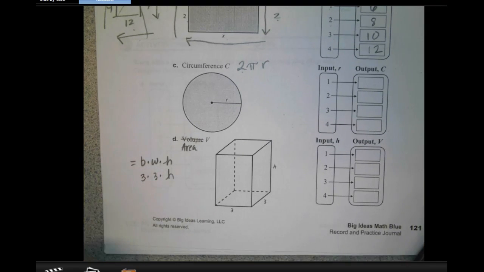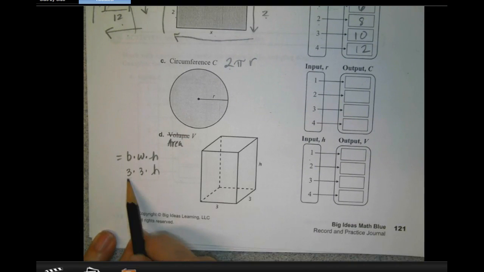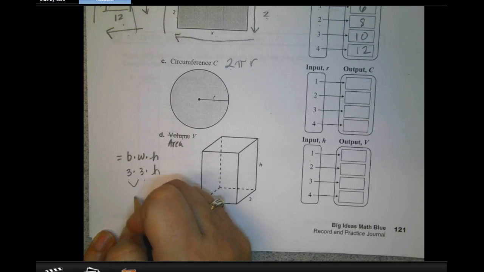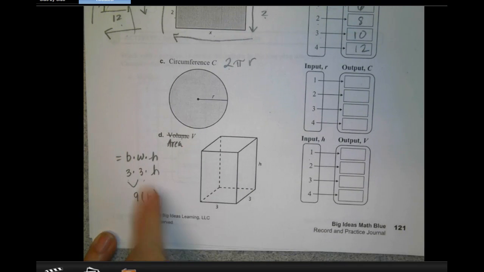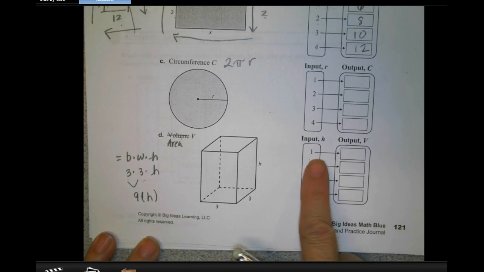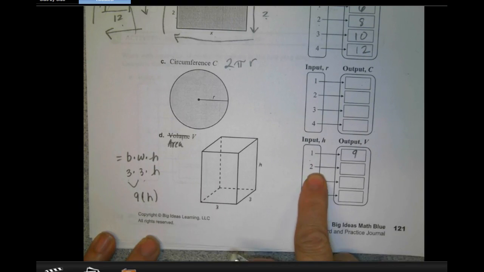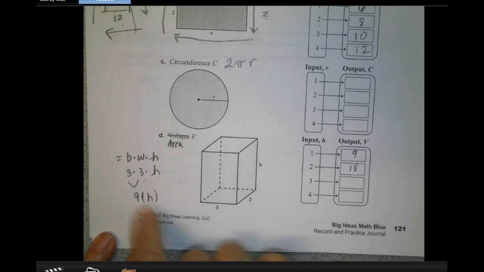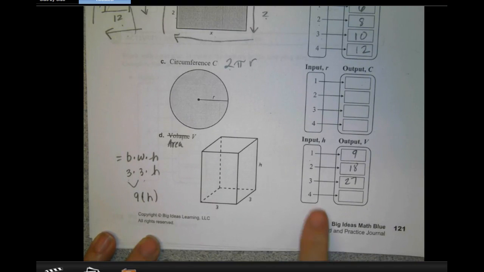All right, so let's check our answers, okay? If we're substituting correctly, we have 3 times 3, which is what? 9. So we're really doing 9 times h to solve this problem, because 3 times 3 is not going to change, right? So what is 9 times 1? What is 9 times 2? What is 9 times 3? What is 9 times 4?